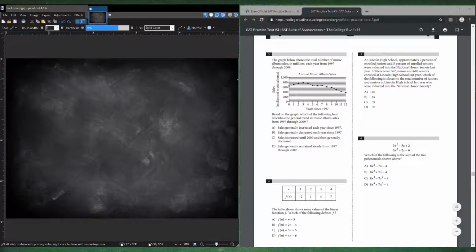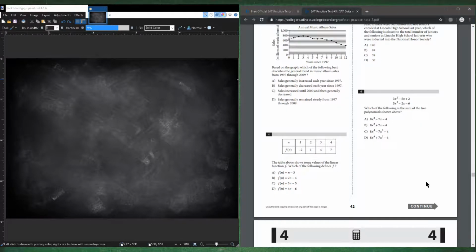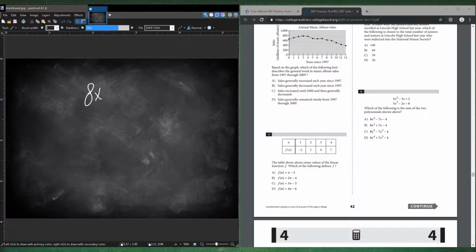Pretty basic question. Which of the following is the sum of the two polynomial equations above? So we just have to add the like terms. So 3x squared plus 5x squared is 8x squared. Negative 5x plus negative 2x is negative 7x. And plus 2 minus 6 is negative 4. So the answer is A.